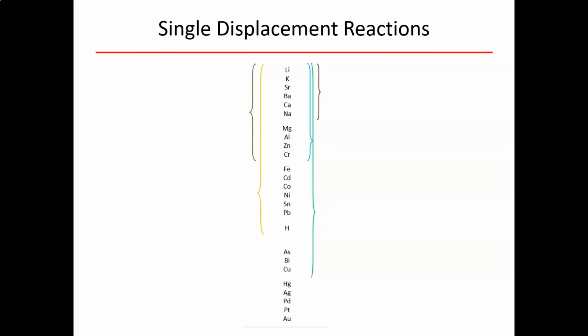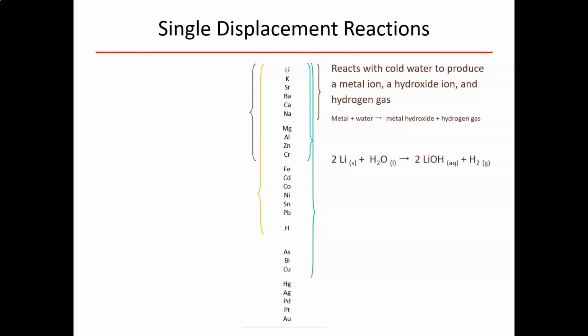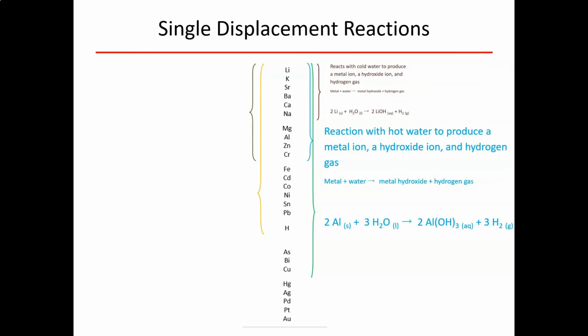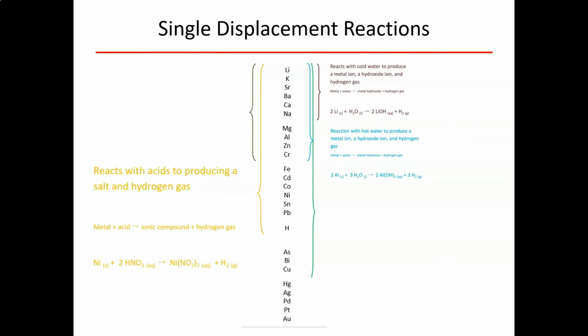Within our activity series, we also have a couple of other breaks that we are interested in. Our first one goes down to sodium, and we saw this in our lab. These are elements that can react with cold water to displace a hydrogen and produce hydrogen gas. Our second category goes down to about chromium. These are elements that would react with hot water, and they would still displace a hydrogen to produce hydrogen gas. Our third category are elements that would displace hydrogen from an acid, and these are any elements located above hydrogen in the activity series. Yes, hydrogen is not a metal, but by placing hydrogen in the list, it allows us to see where this break occurs.